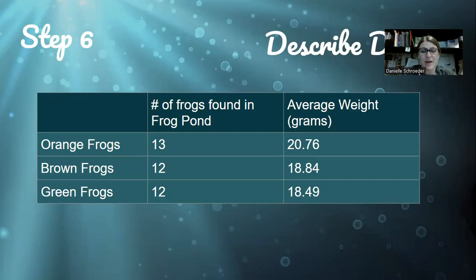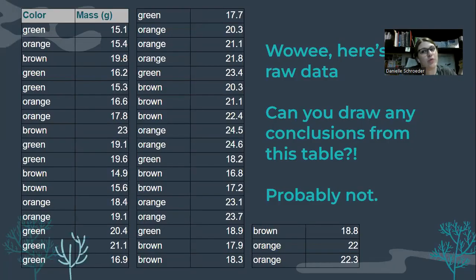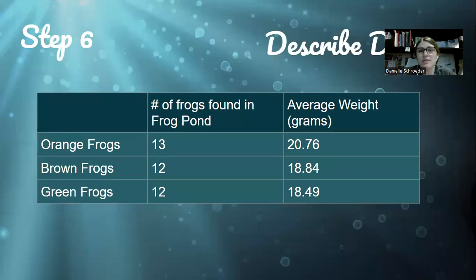However, if I go back here and I count the number of green frogs I found in each pond, and then I take the average weight of all those frogs, that is a data table I can do something with. We are describing the data using averages, okay? So, for example, I can tell my judges or my audience that I found 13 orange frogs, 12 brown frogs, and 12 green frogs. The average weight of those frogs is listed right here, and it's all in grams, right? So I saw 13 frogs. They all weighed something different, but in general, their average weight was 20.76 grams.